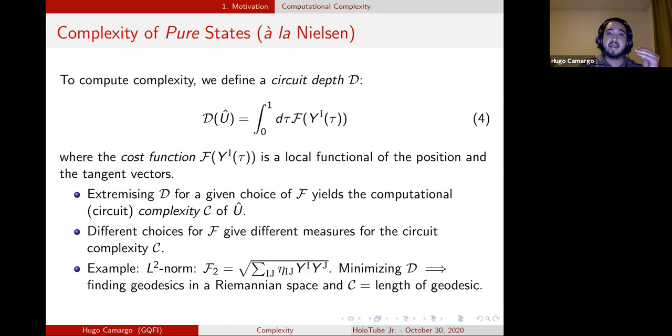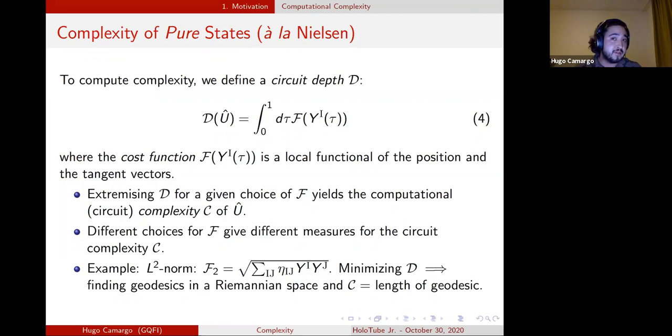And to do this, in general, we need to define a cost function, which is going to tell us precisely how we are measuring the distance between these two states. And this is going to be, in general, some functional of the position and the tangent vectors. Now, the game, when it comes to complexity, is to extremize the circuit depth for a given choice of the cost function. And that will yield the complexity of this unitary for the reference and target states. And of course, different choices for this cost function will yield different measures for the circuit complexity.